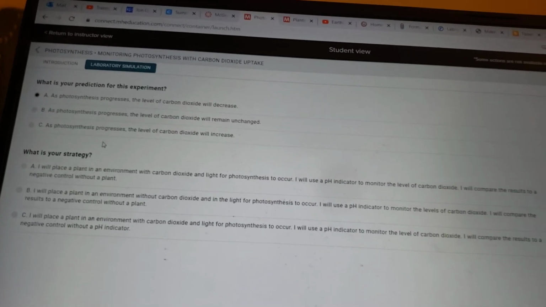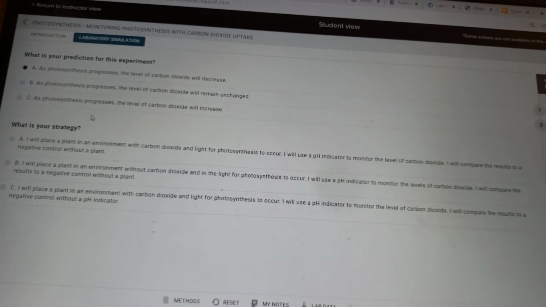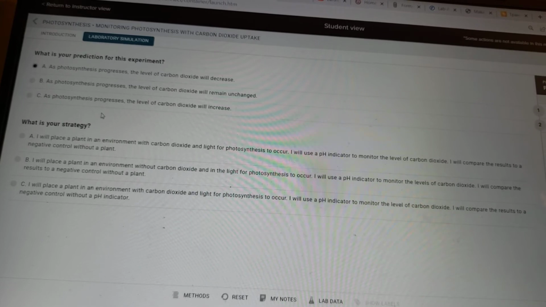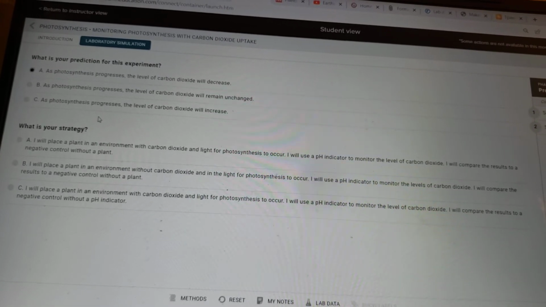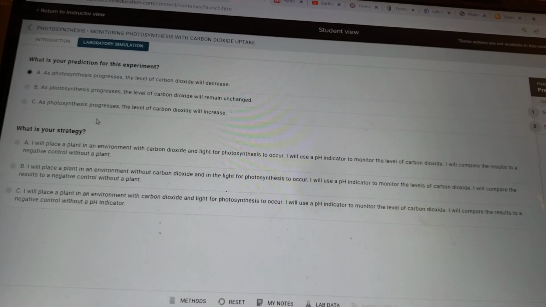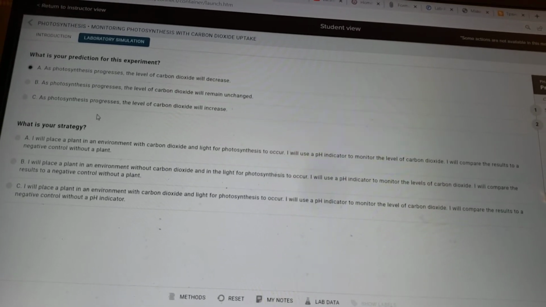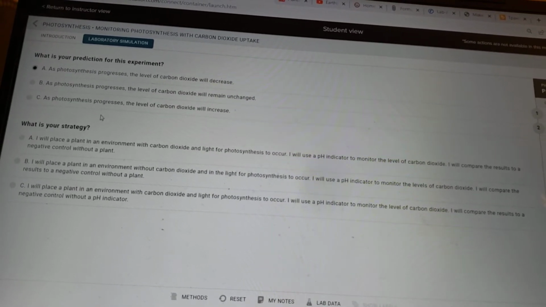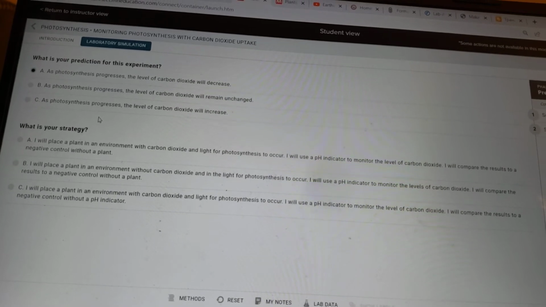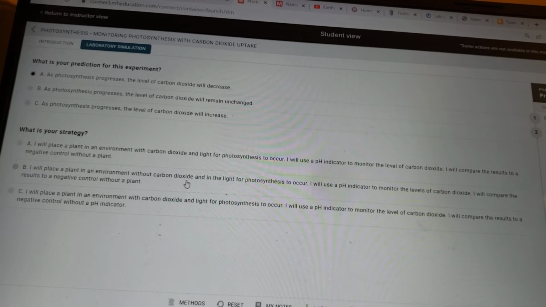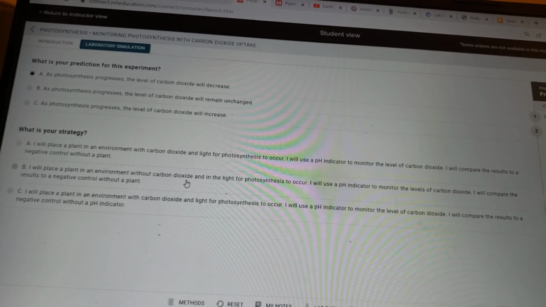So, do you think that we do need carbon dioxide? Of course we do, because it is needed for photosynthesis. So plants absorb carbon dioxide to be able to produce glucose and oxygen. Okay, so option B is obviously wrong because without carbon dioxide, photosynthesis will not occur.